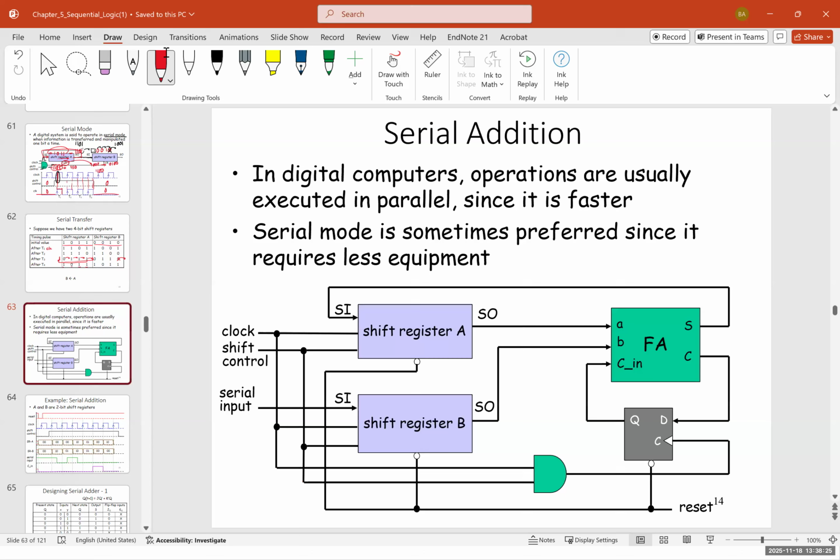Now we can use this for what we call a serial addition. In digital computers, operations are usually executed in parallel since it's faster. Serial mode is sometimes preferred since it requires less equipment. This is an example of using 2 registers, shift register A and B, and a full adder, plus a D flip-flop to create a serial addition system.